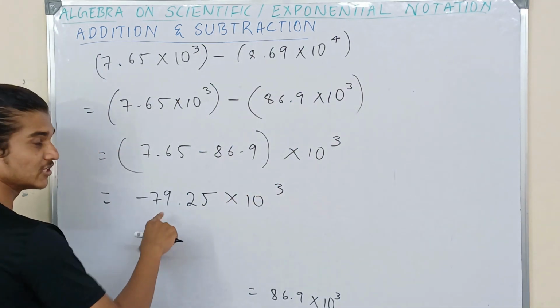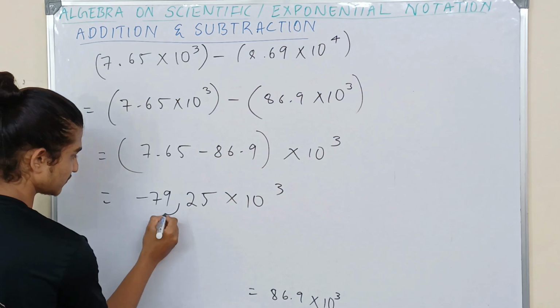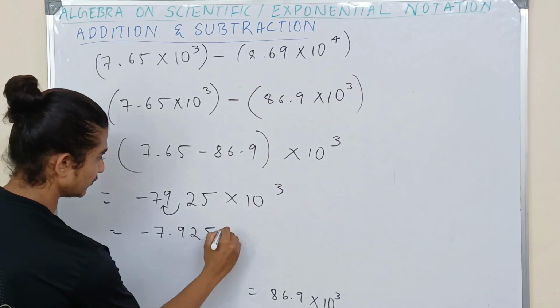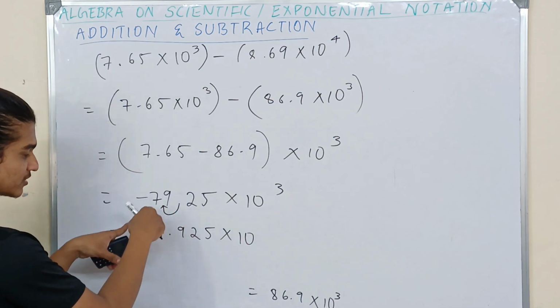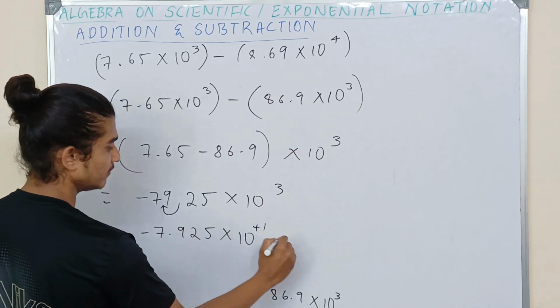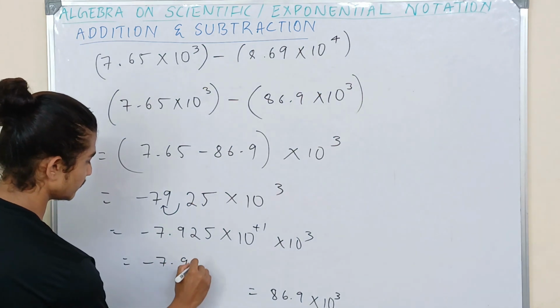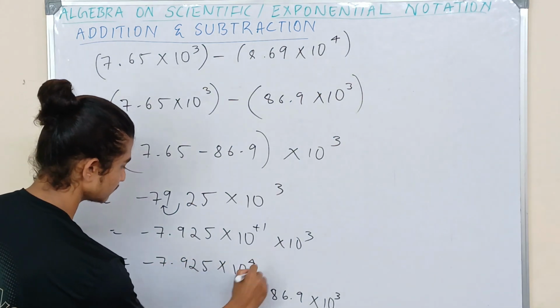And now to write this in the form of scientific notation, I'm going to shift this point to over here. So if I do that, 7.925 into 10 to the power, as I told you, if you shift towards the left, you're going to write it as plus 1 into 10 to the power 3. And if you add this, 7.925 into 10 to the power 4.